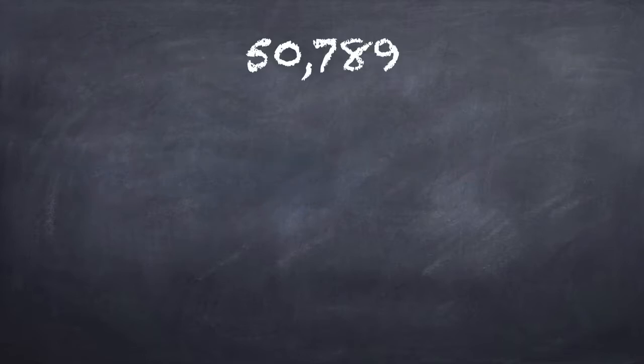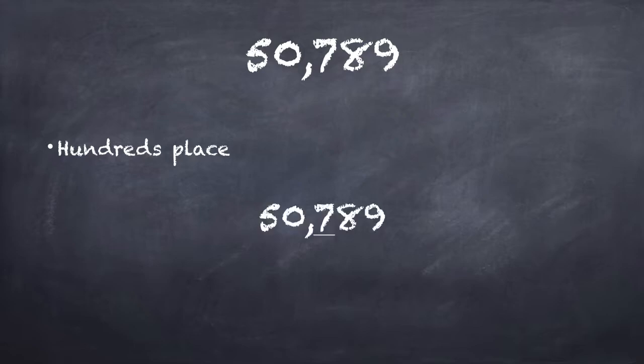Look at the number 50,789. Let's round the number to the nearest hundredths place. This number now rounds to 50,800.